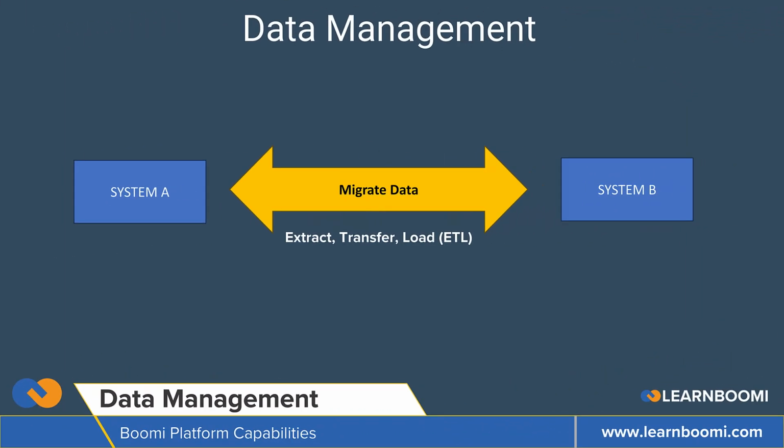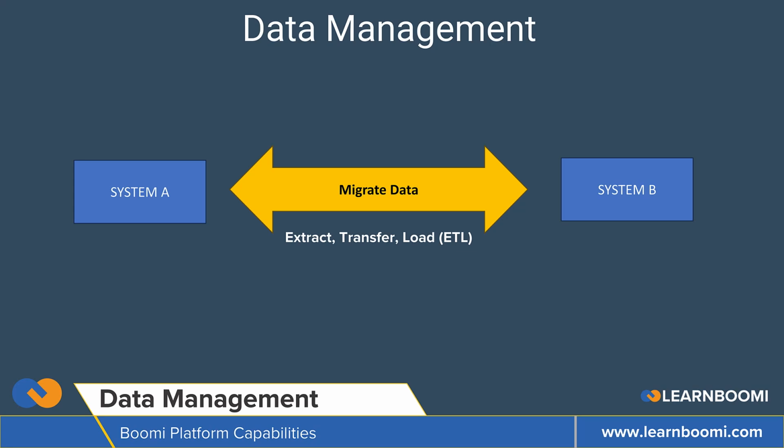In this slide, we are looking at another key area of data management, which is data migration. Data migration is a very common requirement in any organization, especially when systems are being upgraded, replaced, or consolidated. On the left hand side, we have system A. On the right hand side, we have system B. Data migration simply means moving data from one system to another, from the old system to the new one.